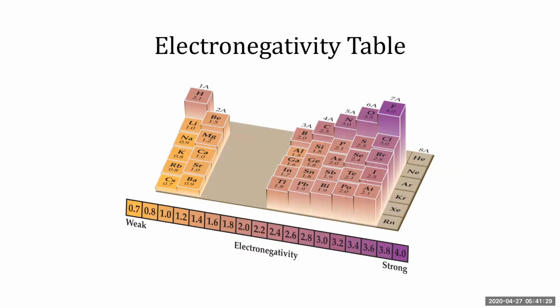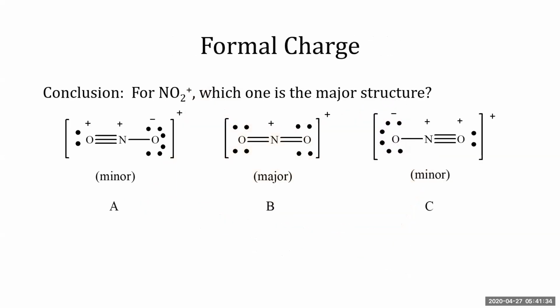Here is an electronegativity table for your aid. Here is the solution. Structures A, B, and C are shown, but B is the major structure because it is not only the one that has the most neutral atoms, but also has the positive charge on the least electronegative atom, N.